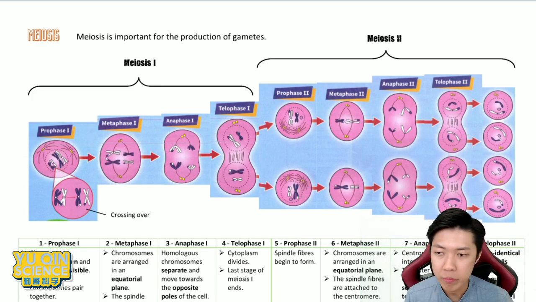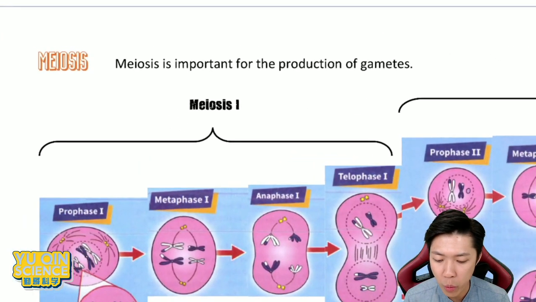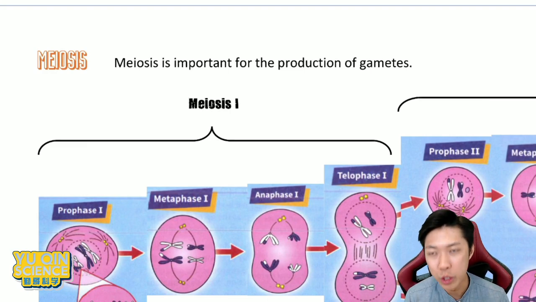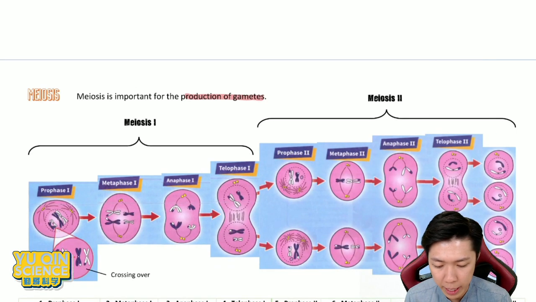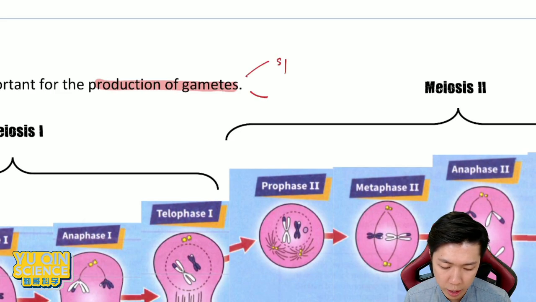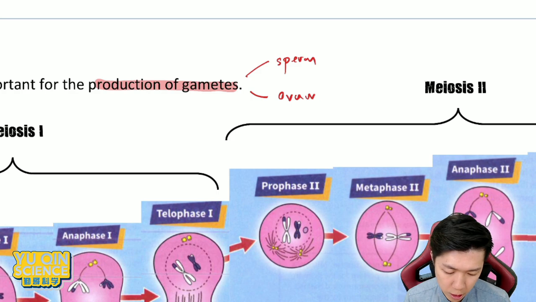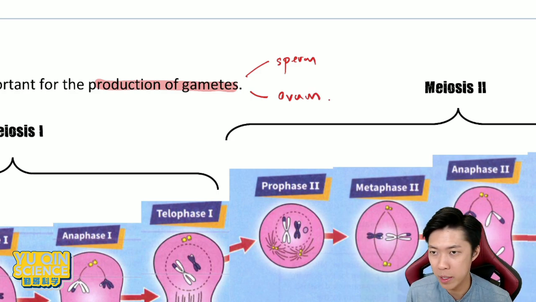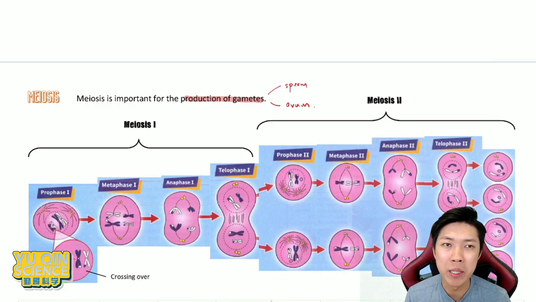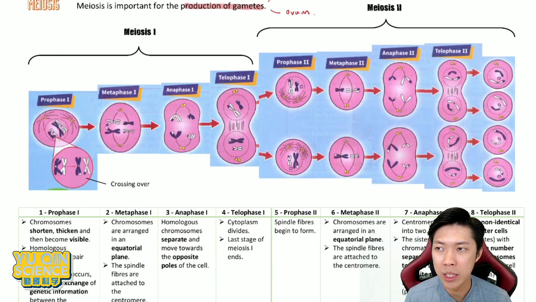Meiosis has only one importance, which is to produce gametes. So what does that mean? Gametes means sex cells, or we should say sperm and ovum, that's it. That means meiosis only happens in your reproductive organs. No other part of your body will undergo meiosis. So the function of meiosis is to produce gametes for you.